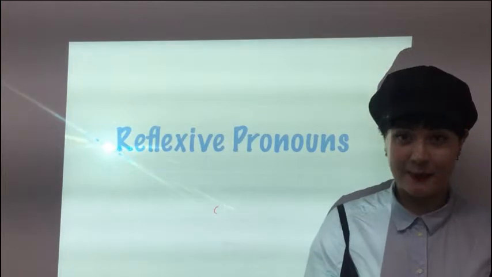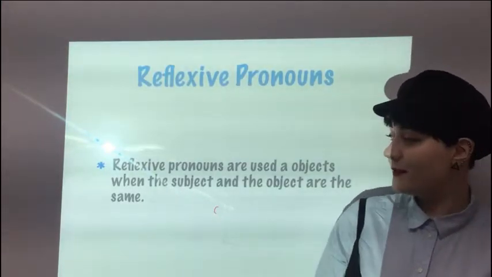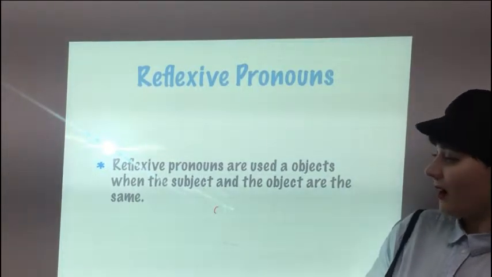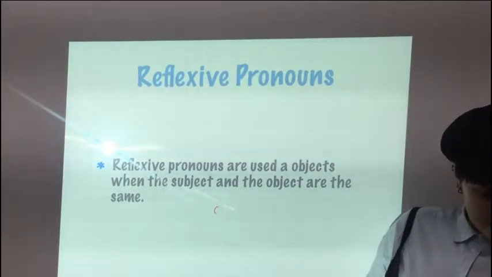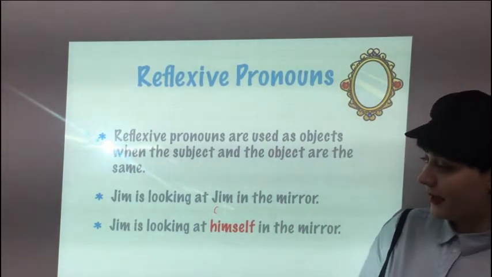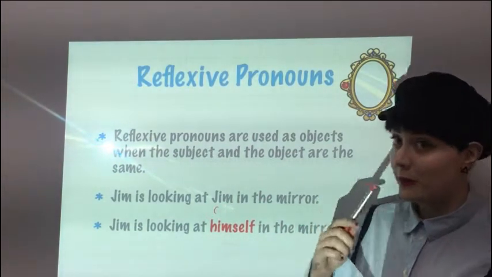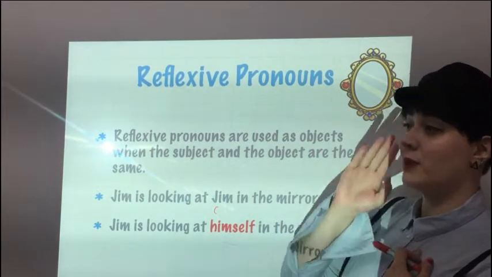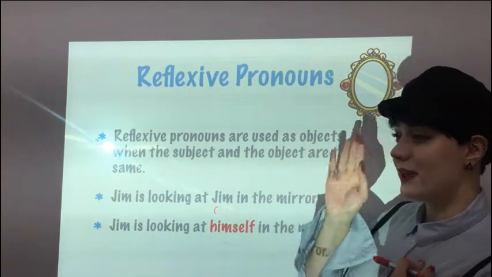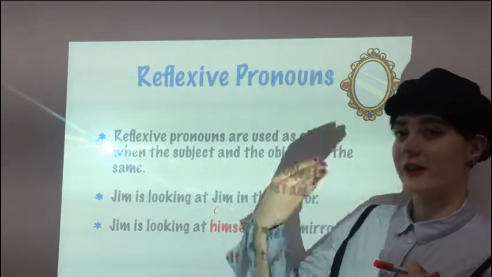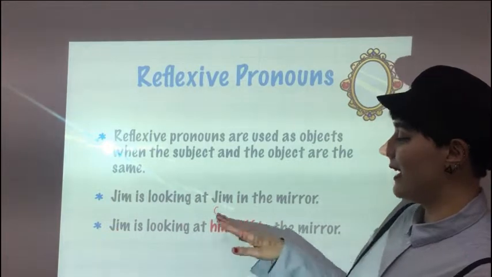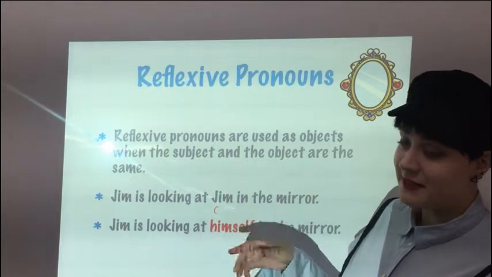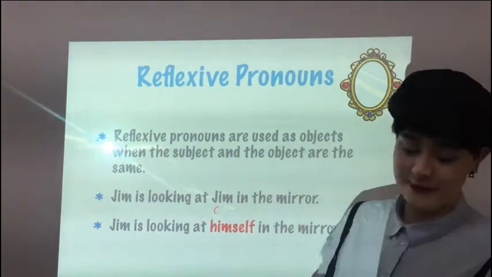Let's talk about reflexive pronouns. Reflexive pronouns are used as objects when the subject and the object are the same. So, for example, Jim is looking at Jim in the mirror. When you look into the mirror, you see yourself, right? You're the doer because you look at something, but at the same time you look at yourself, so you're also the receiver, the object. So Jim is looking at himself. Jim is himself because he's a boy, so himself.